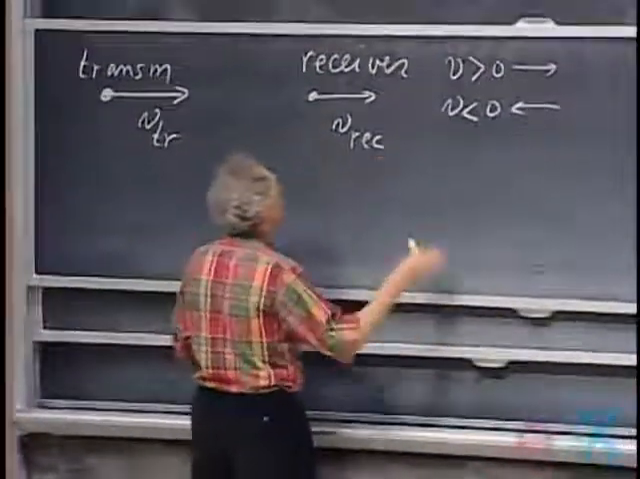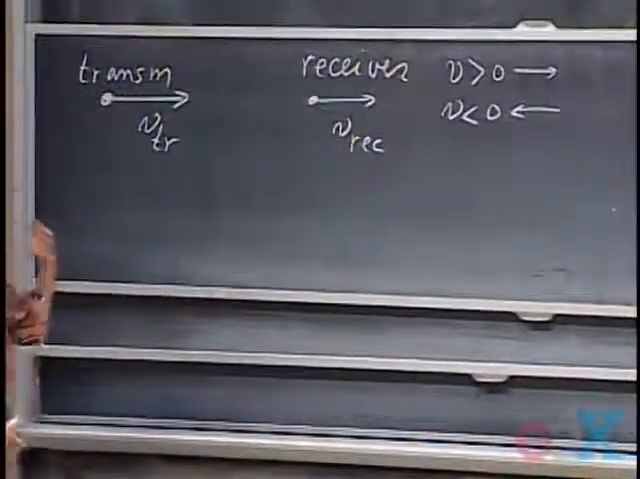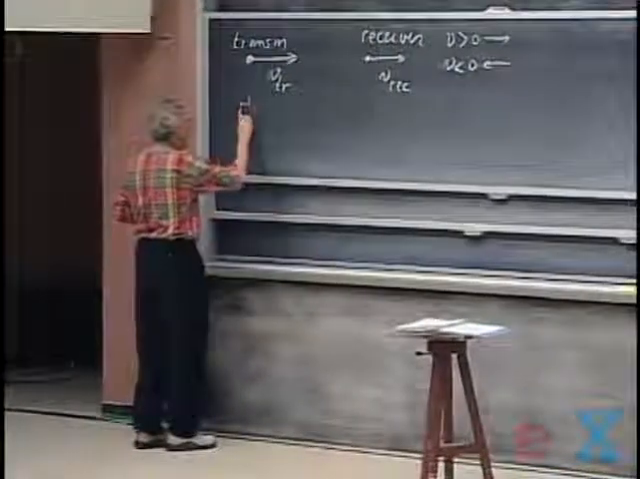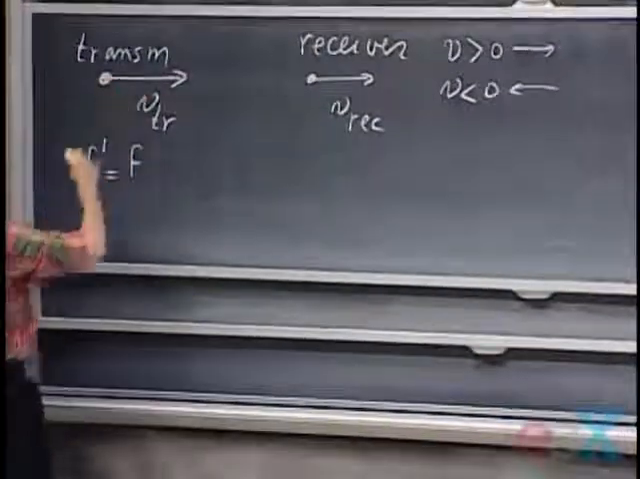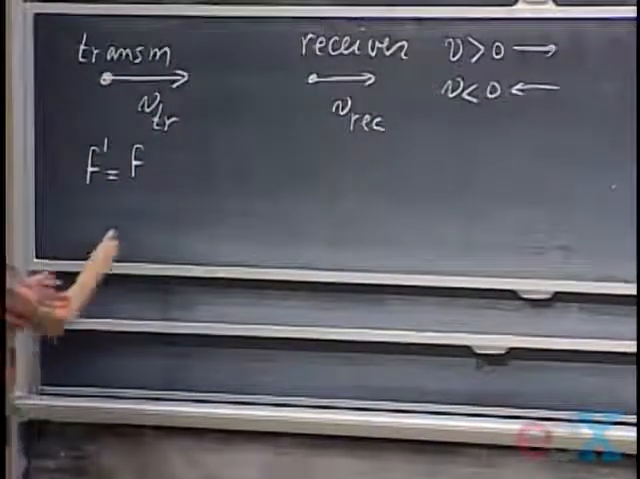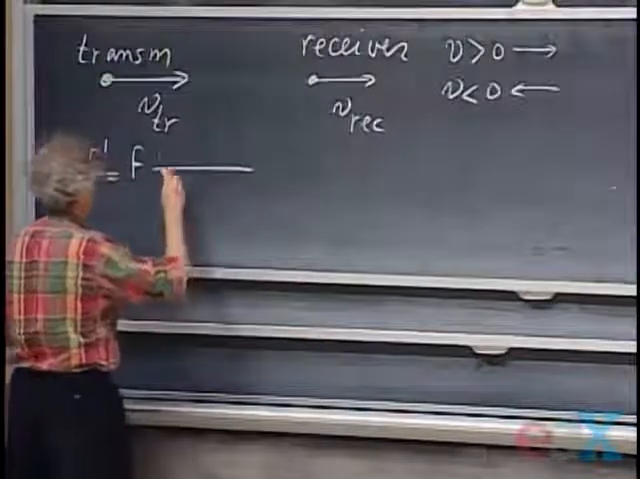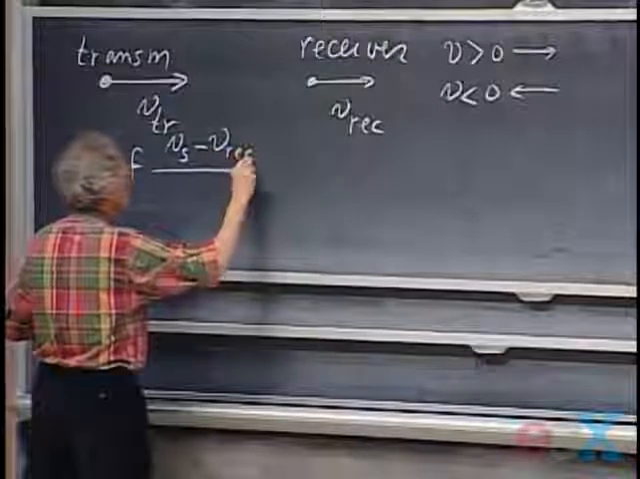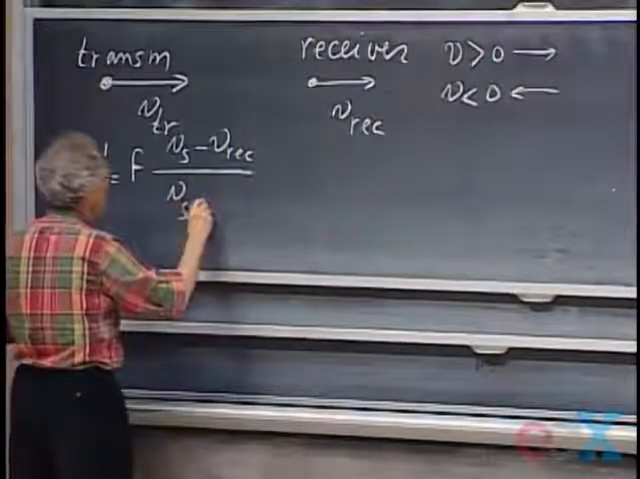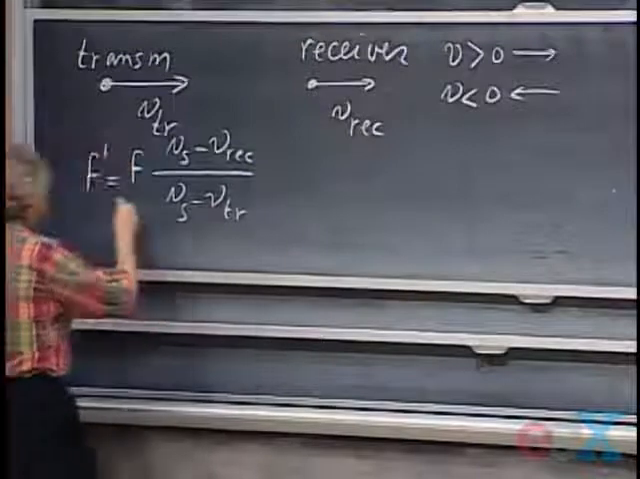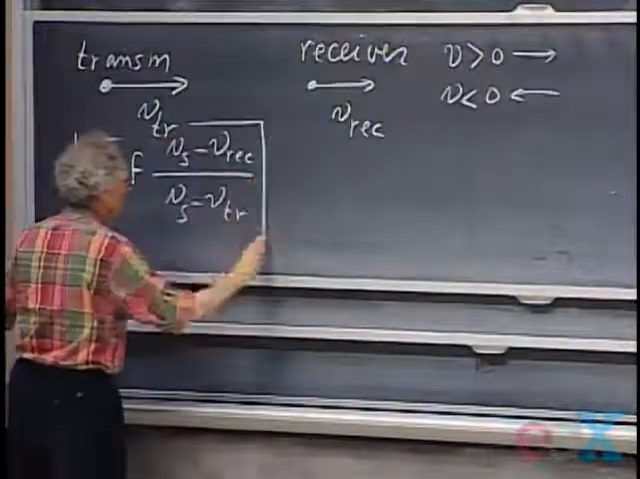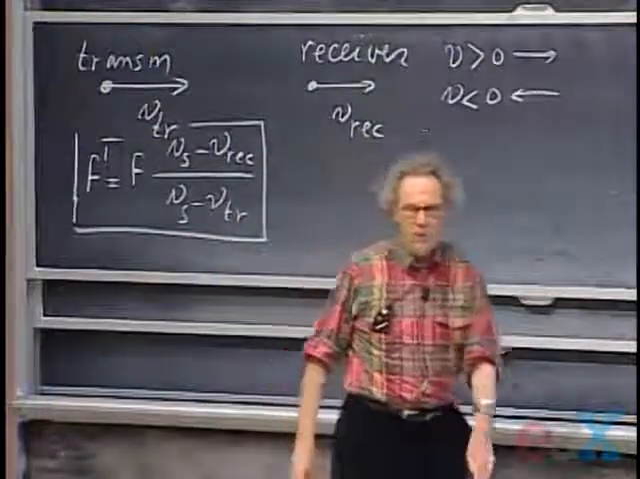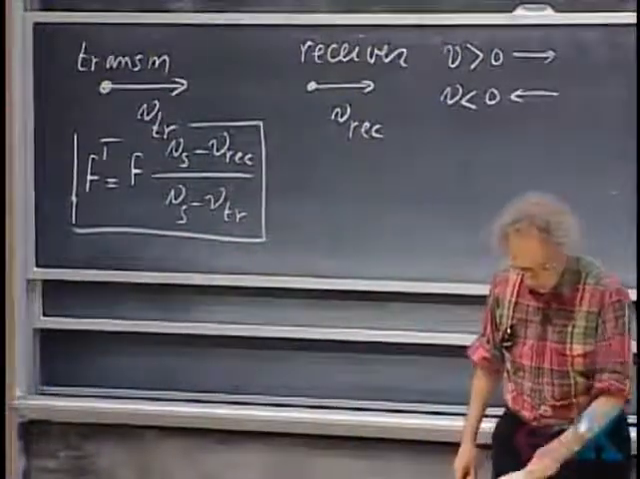The frequency that the receiver will experience, will hear, if you like that word, I call f prime, and f is the frequency as it is transmitted by the transmitter. And that f prime is f times the speed of sound minus v receiver, divided by the speed of sound minus v of the transmitter. So this is known as the Doppler shift equation. If you have volume 1 of John Coley, you can look it up there as well.